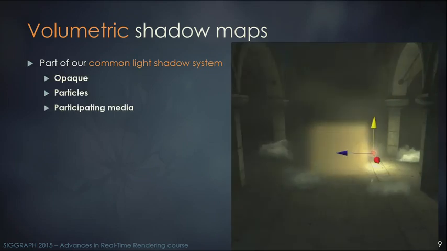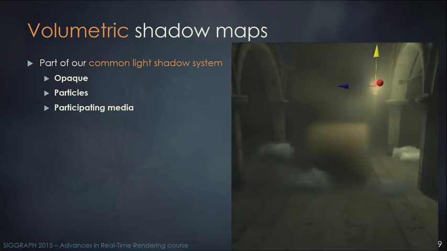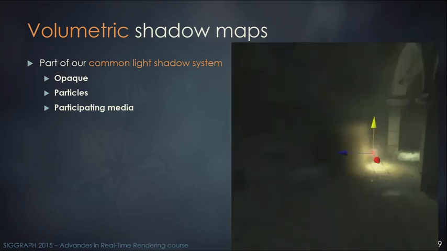And this is the result. So basically, what's important to see here is that the volumetric shadows are cast from the participating media onto opaque surfaces and onto particles, and the participating media is also self-shadowing at the same time.